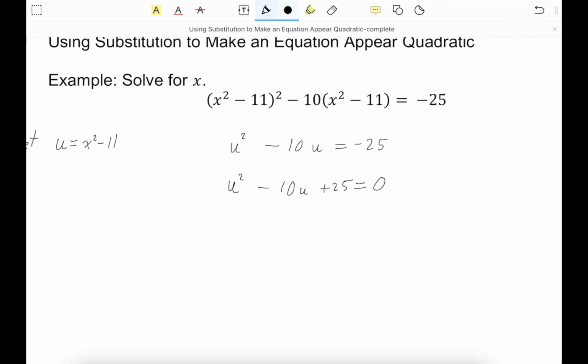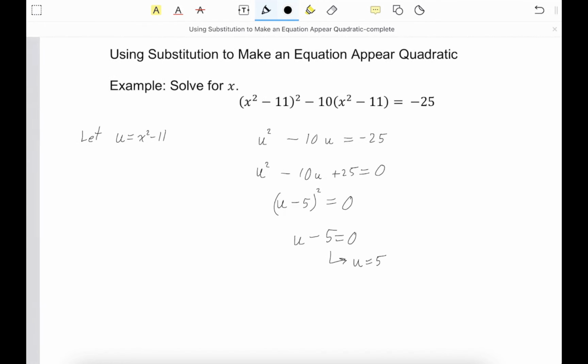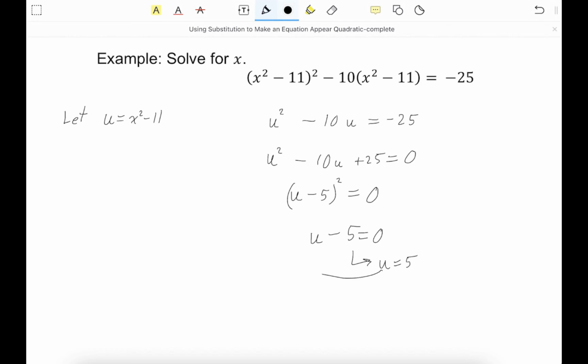I can factor this now. This is u minus 5, the whole thing squared, equals 0. And this gives me just one solution. It says that u equals 5, or it says u minus 5 equals 0. And from this we say u equals 5. I'll now go back up to our substitution here and plug in 5 for u.